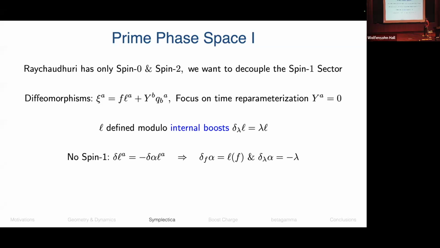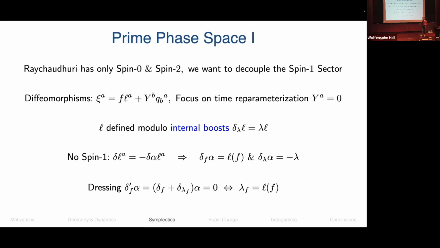So in particular, the spin 1 data were the Agi check and the delta L. So we want to set delta L to 0. First of all, we notice that thanks to this condition here, delta L can be written as proportional to L itself. But then we notice that the time reparametrization and the internal boost act in a very similar way. And actually, by choosing to dress the diffeomorphisms with the particular internal boost given by this, we can always consistently set delta L to 0.